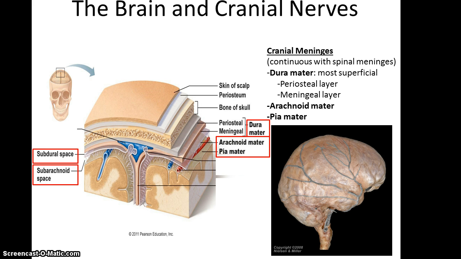So, as we talked about in the previous chapter, the spinal cord and brain are surrounded by three layers of connective tissue. And now that we're in the brain, they're referred to as the cranial meninges. The three layers are, from superficial to deep, the dura mater, which is most superficial. It's actually broken down into two layers here in the cranium: the periosteal layer that is next to the bone, the skull, and the meningeal layer, which is going to be the one that is followed by the arachnoid mater. And then there's the subdural space between the meningeal layer and the arachnoid mater. And then you have the subarachnoid space between the arachnoid mater and the pia mater, which lies directly on the brain.